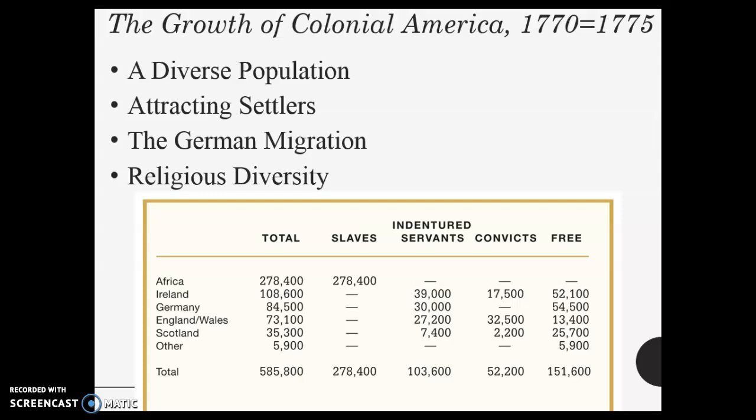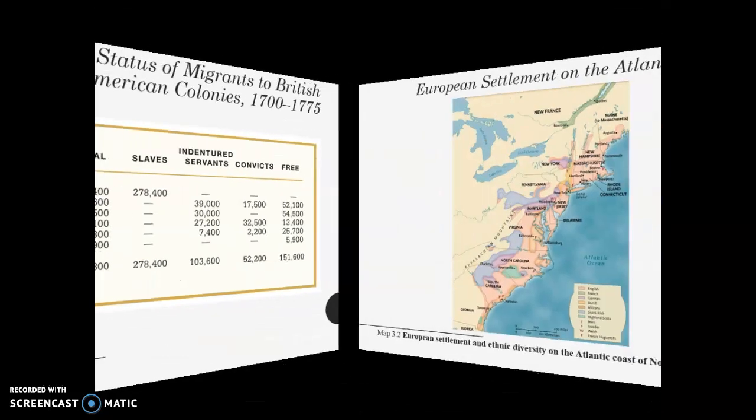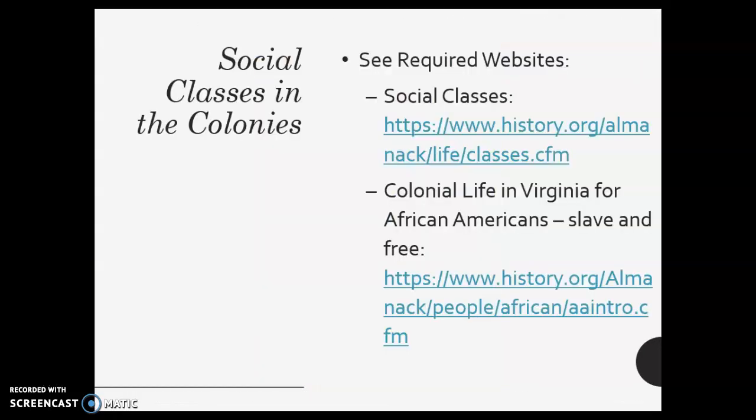The religious diversity means they're different Christians. Germans will create the first German immigrant neighborhoods, immigrant communities. Some will adopt English, others won't. But you can see some of this in the notes as well. Another one. Again, more settlements here.